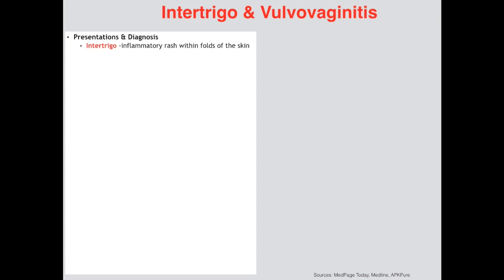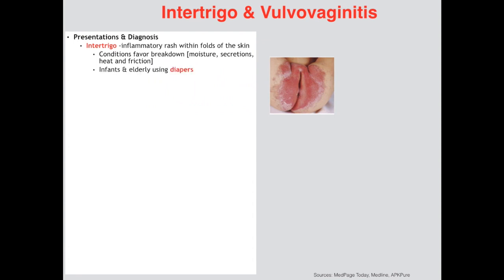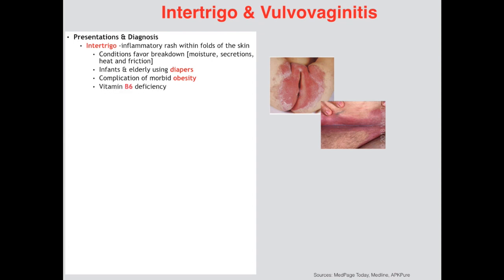We will start off the pathologies with intertrigo, which is an inflammatory reaction within the folds of the skin, because conditions favor breakdown like moisture, heat, and friction. Those at risk are infants and elderly patients using diapers. It is a complication of morbid obesity as well as vitamin B6 deficiency. An important thing to note is that secondary bacterial infections are common with streptococci or Corynebacterium species.